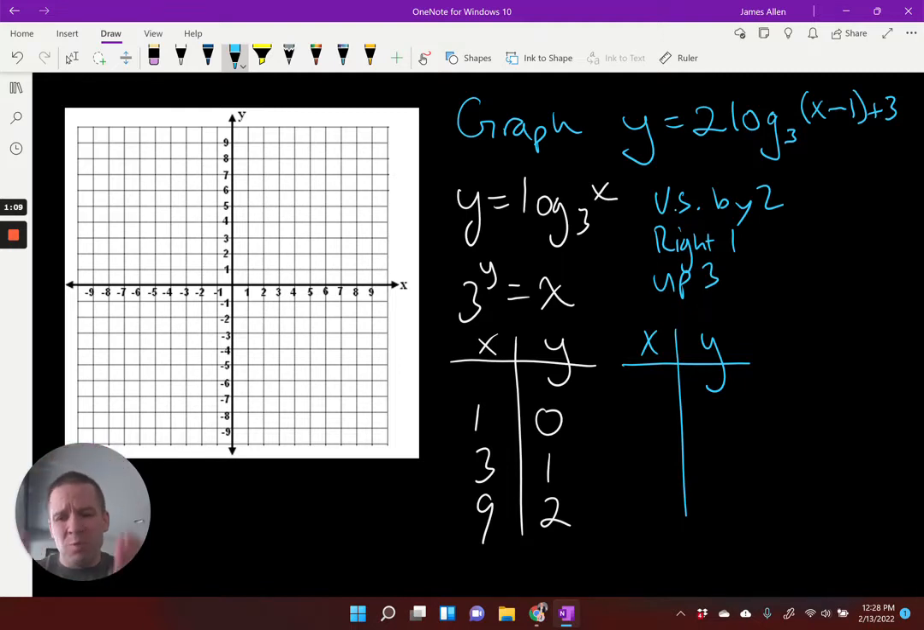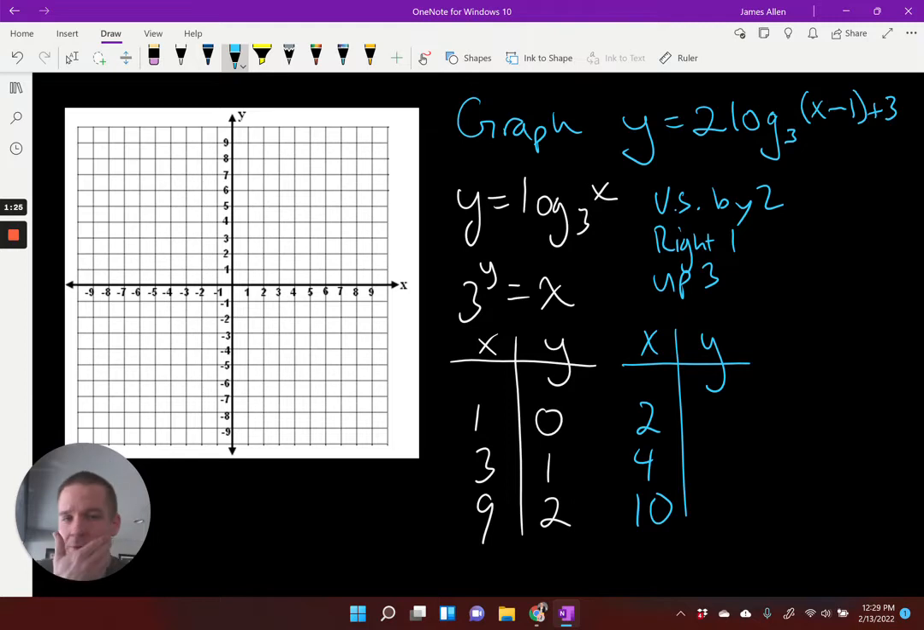Well, when I'm working with my x values here, those are my left and right movements, right? And I only have one of those. I'm going to the right 1. So when I do that, I'm going to add 1. So to the right 1 would be then 2, and then 4, and 10. Those are my x values. So I'm done with my x values. It's time to get my y's.